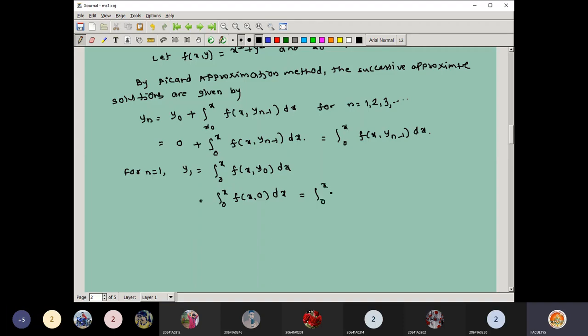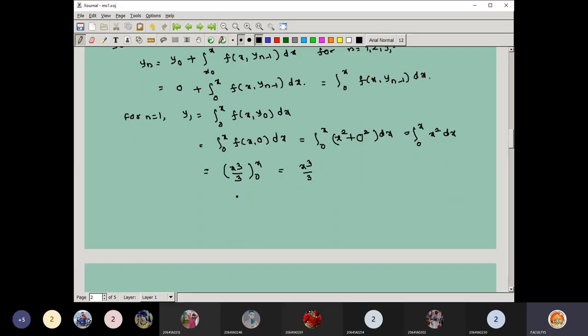So integral 0 to x, looking in the same model f of x comma y, directly I am substituting in the given function. x square plus, in the place of y, it is nothing but 0 square, dx. Or I can write integral 0 to x, we have only x square dx. On finding that integral, it is x cubed by 3. The limits are 0 to x, so upper limit is x cubed by 3 and lower limit is equal to 0. So nothing to worry. Then you are moving to the second approximate.